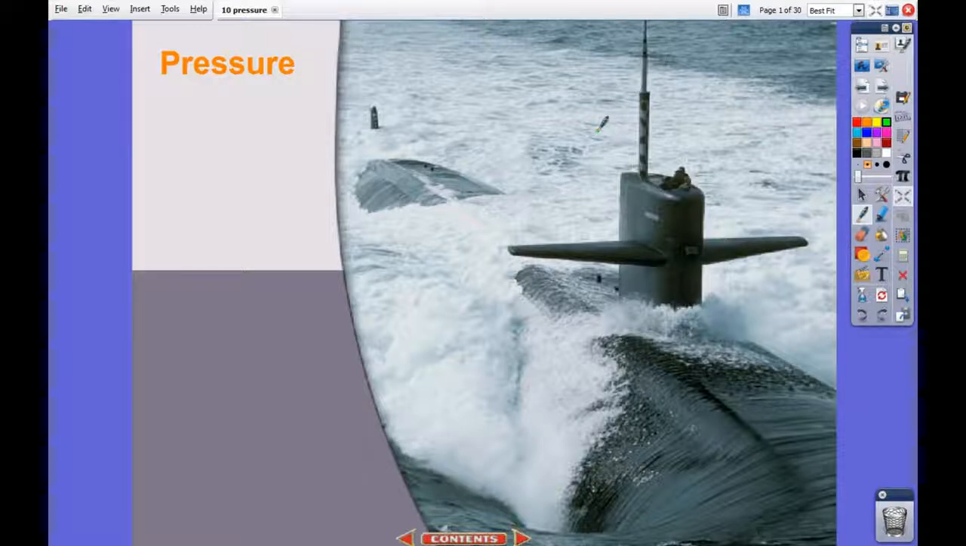In this episode, we are going to study about pressure. Here, we see a picture of a submarine. What is the relationship between pressure and this submarine? In this episode, we are going to answer some of the questions proposed. What is pressure? And what does pressure depend upon? And then how to increase the pressure, how to decrease the pressure, and so on.